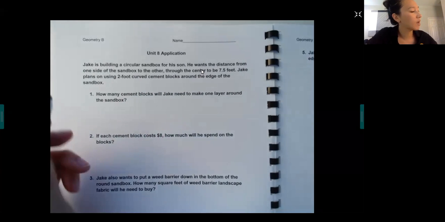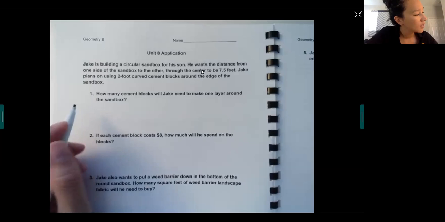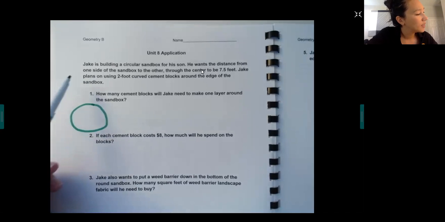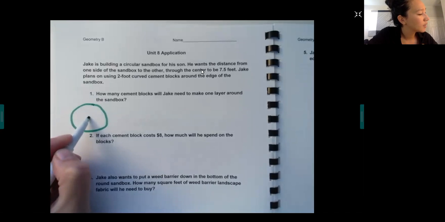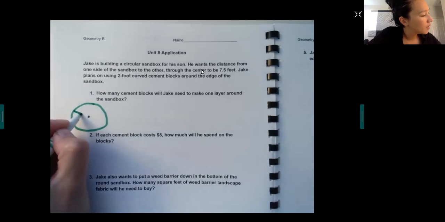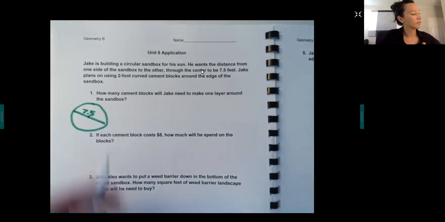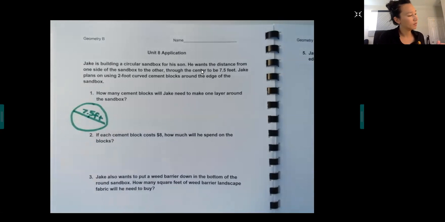So first, let's sketch a picture just to help us visualize. They're saying it's a circular sandbox, so that's a circle. And then the distance from one side of the sandbox to the other through the center. So we'll mark the center. The distance from here to here is 7.5 feet. And then he's going to be using 2-foot curved cement blocks around the edge, so around the outside. So in order to do that, if it's the outside, we're going to be looking at the circumference.